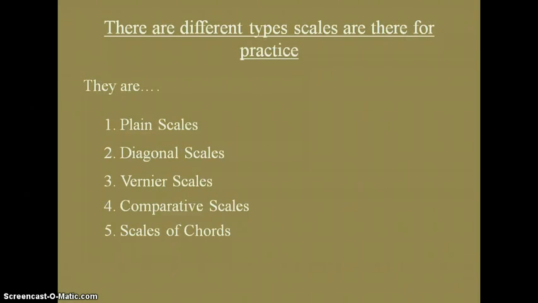Before that we have to know what types of scales we are going to learn in the scales topic. There are different types of scales for practice: plane scales, diagonal scales, vernier scales, comparative scales, and scale of chords. The first four represent lengths only, and the fifth is for representing angles. We discuss these various types of scales in the next session. First we are going to discuss the plane scales.